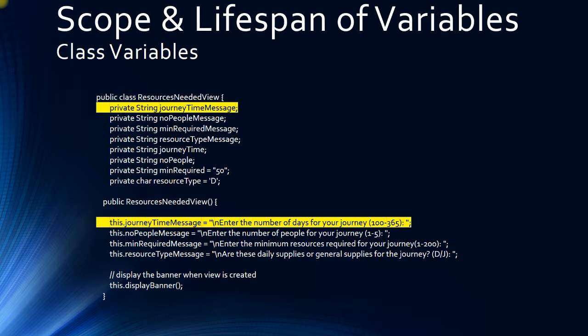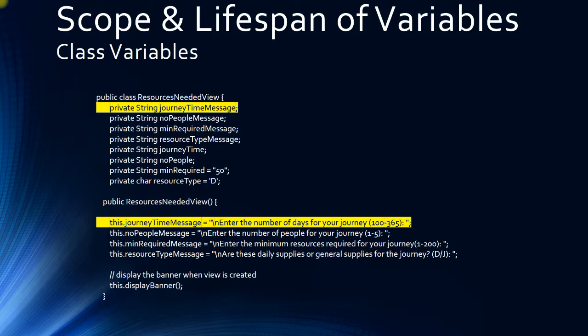So here we cover the scope and lifespan of the variables. I'm covering the class variables. Because this variable highlighted in yellow is a private string, this class variable is specific to this class. So the scope is class specific. It won't go outside of this class. No other class can reference this specific variable.